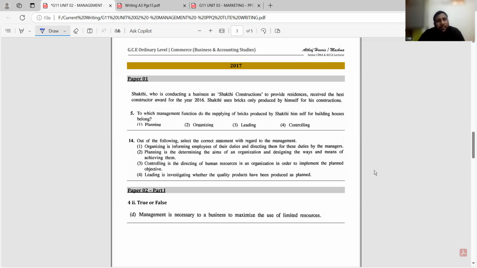Okay. Shakti, who is conducting a business as Shakti Constructions to provide residences, received the Best Constructor Award for the year 2016. Shakti uses bricks only produced by himself for his construction. Which management function does supplying bricks produced by Shakti himself for building houses belong to? For him to build the houses, he is getting the resources. Bricks are resources. So providing those resources, splitting them, allocating them, that is coming under the organizing part.